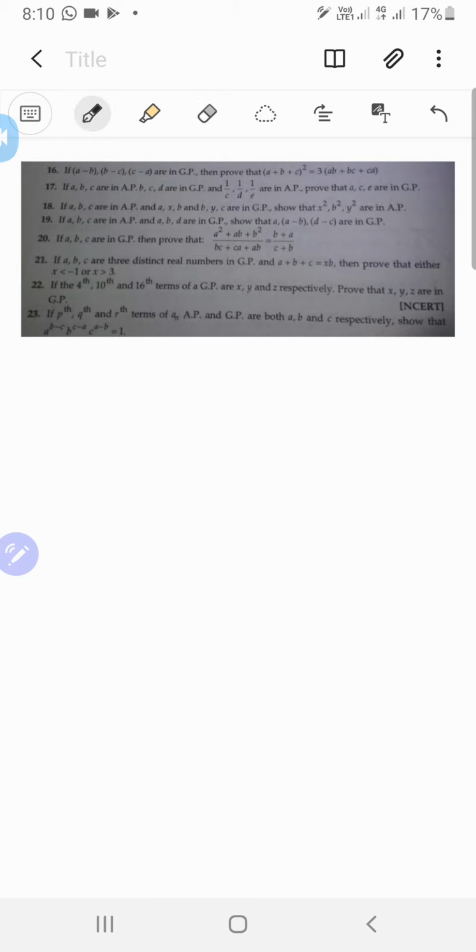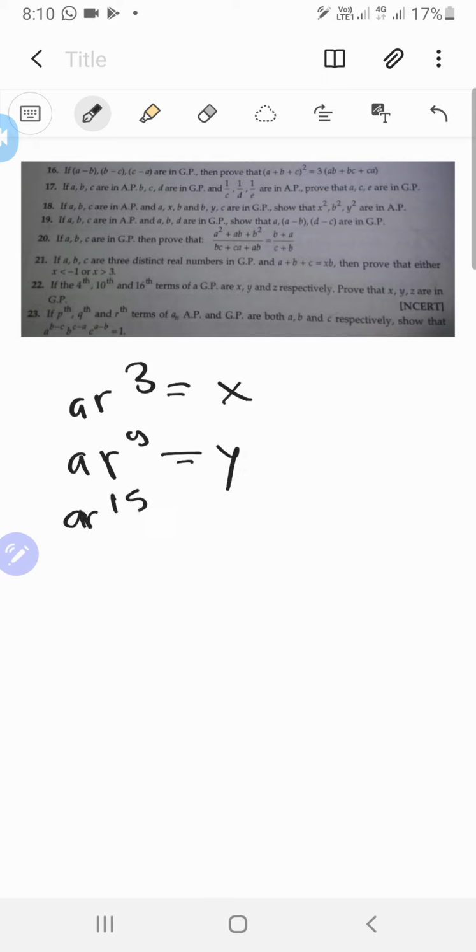If the 4th, 10th and 16th terms of a GP are x, y, z respectively, prove that x, y, z are in GP. Okay, that's nice. So ar cubed equals x, ar to the 9th equals y, and ar to the 15th equals z. You can see you are going up by r to the 6th over here. So yes, x, y, z are in a GP with the common ratio being r to the 6th.